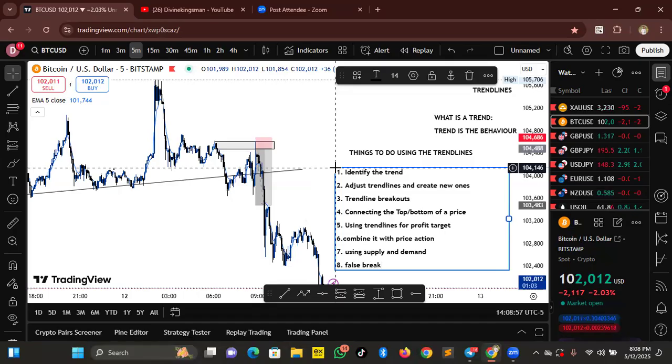So in case I'm not able to cover all of this, at least you have an idea. So this price action here, this one I say combine it with price action.